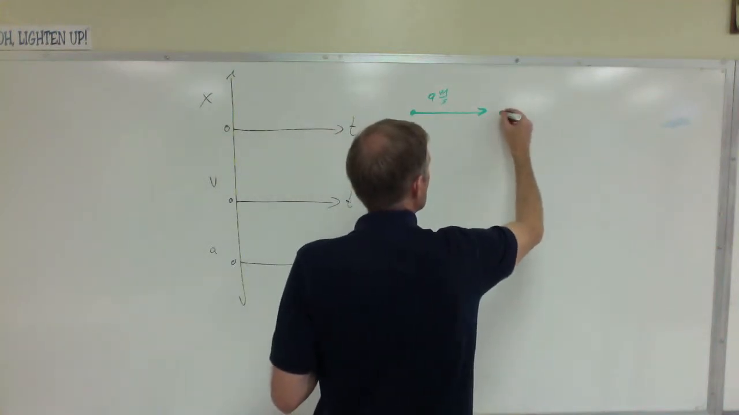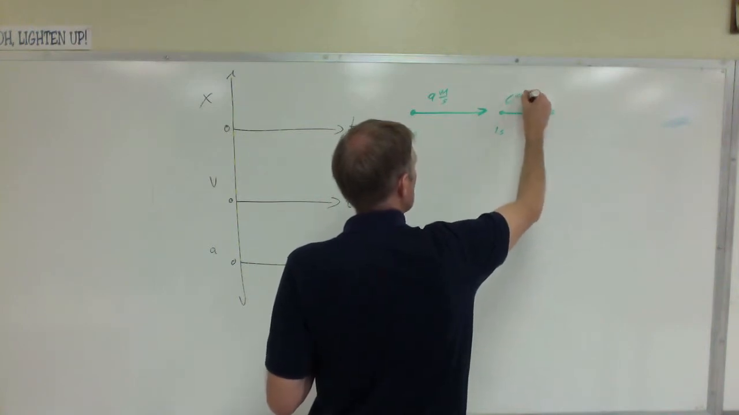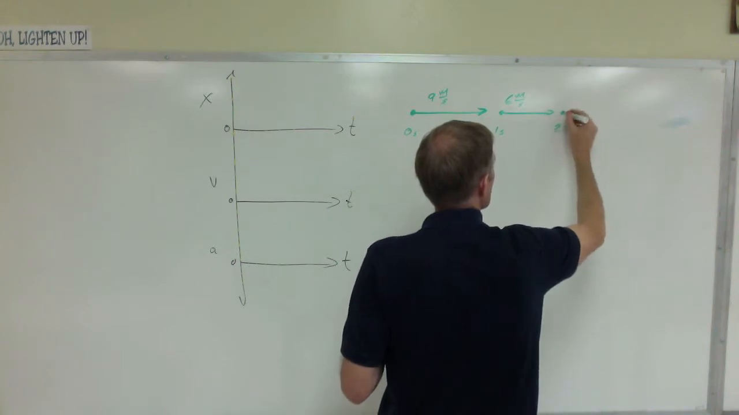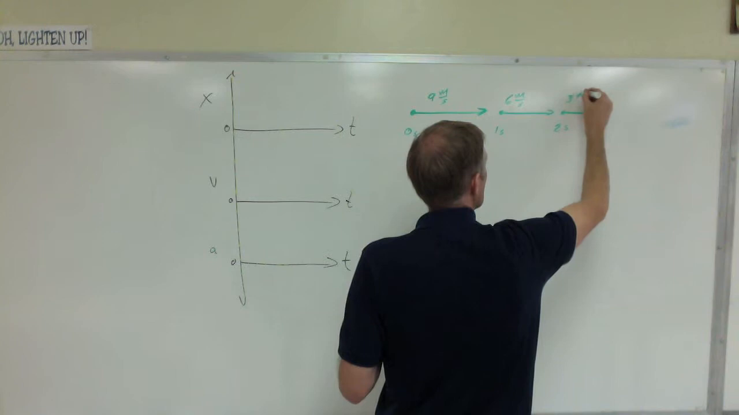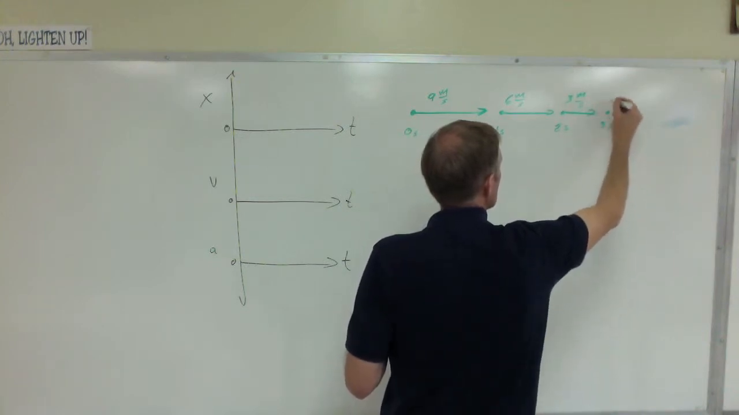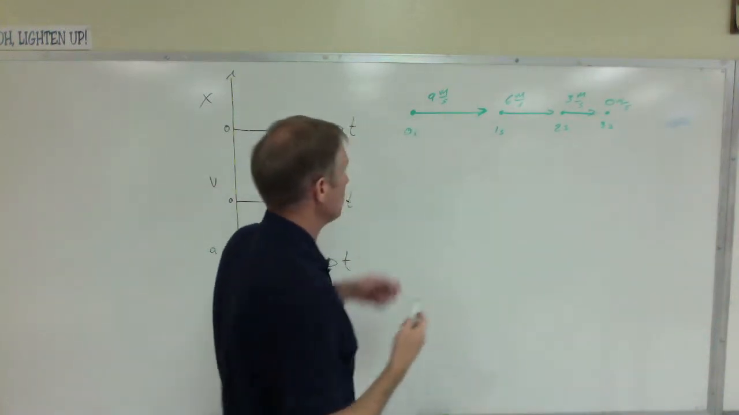And then at 1 second, you're slowing down. So at 1 second, you're traveling at 6 meters per second. At 2 seconds, you're traveling at 3 meters per second. And then at 3 seconds, you have stopped. What would that look like?